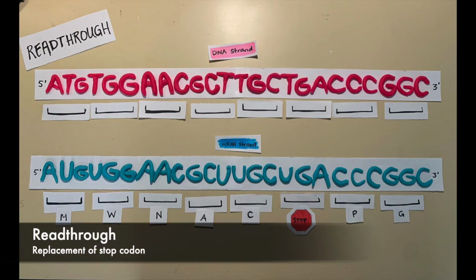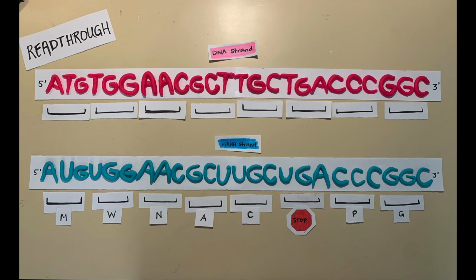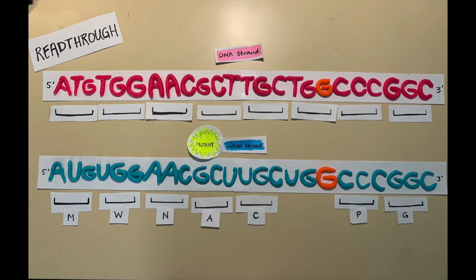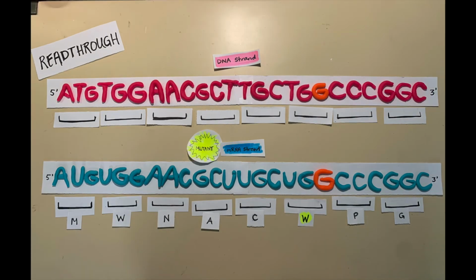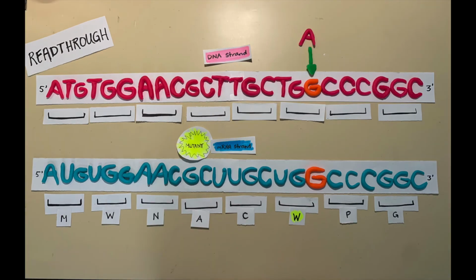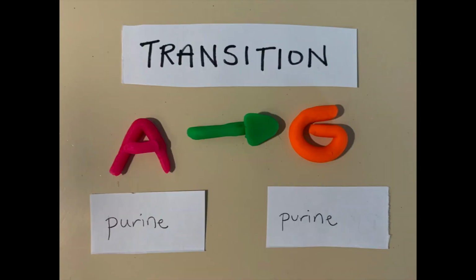Lastly, in a read-through mutation, the stop codon is changed to a new amino acid, making a longer protein. Here, UGA, which is one of the 3 stop codons, has been changed to UGG. This new codon codes for the amino acid tryptophan. When this mRNA strand is translated, it will not stop and will actually continue to translate the amino acid structure. The change from an A to a G makes this a transition mutation.